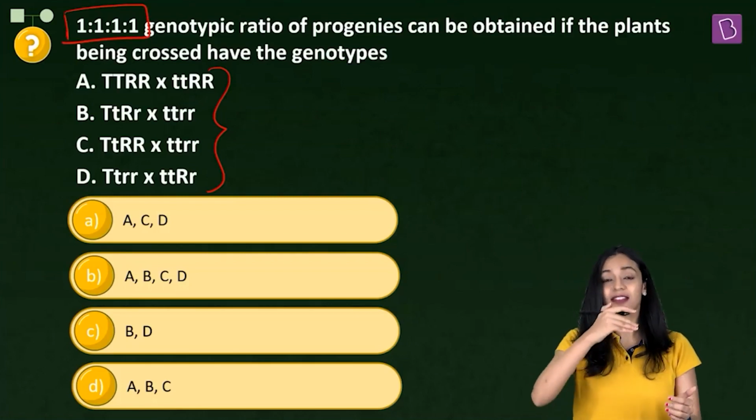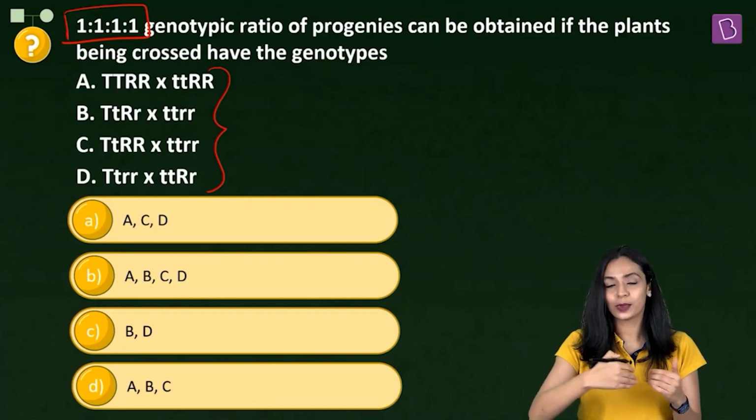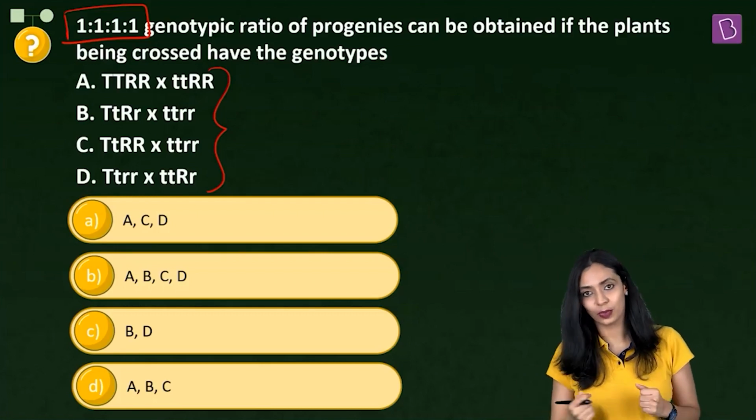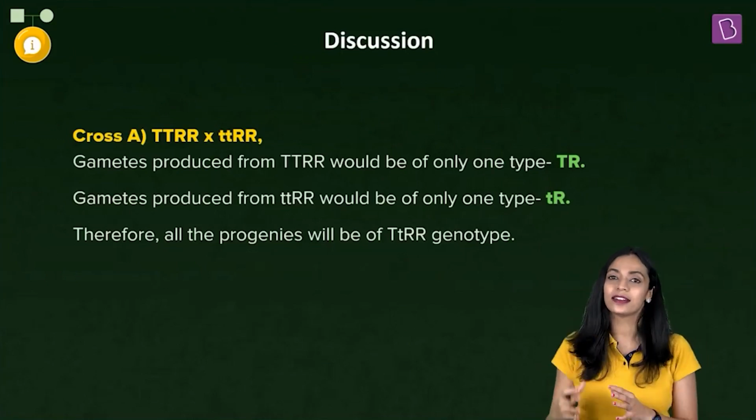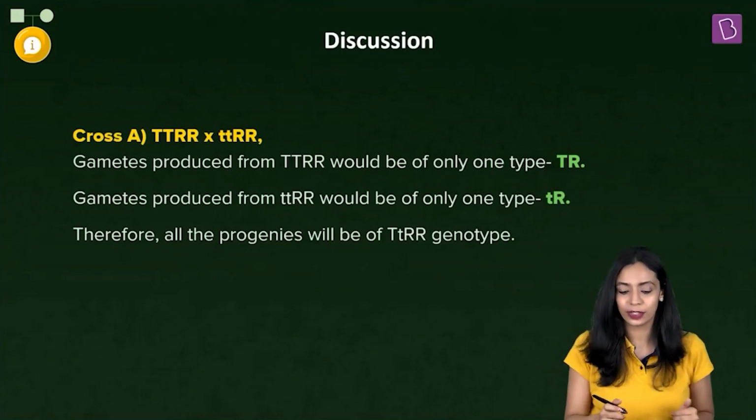Now, what do you think is the best way to arrive at the answer to this question? I think if we consider every cross starting with the first one and find out what the genotypic ratio will be, that would be the best way to address this question, right? So let's consider each cross starting with the first one.